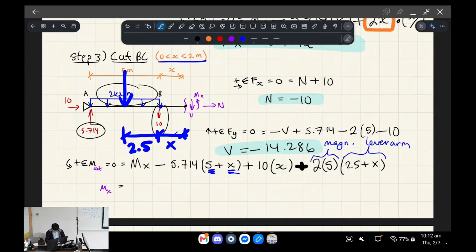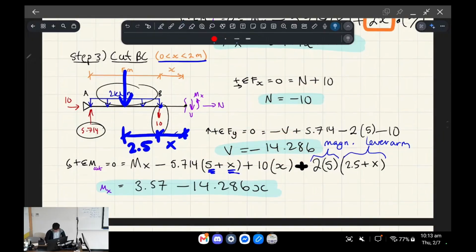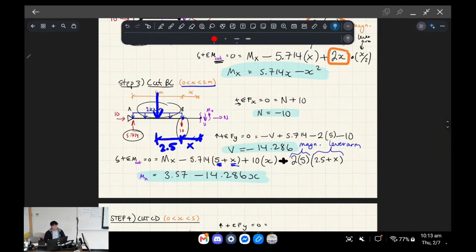So now, when we rearrange for Mx, right, and we simplify all of this, we're going to find this is equal to 3.57 minus 14.286x. What this tells us is the bending moment, the internal bending moment in this region is going to be linear, and the shear force is going to be flat, and the axial force is going to be flat, right, as well. Does that make sense so far? Yeah.